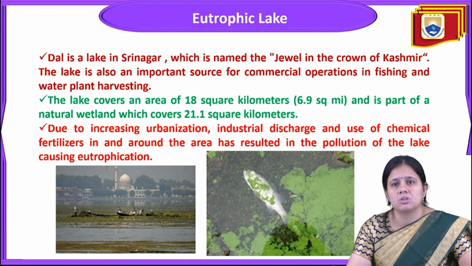So due to increasing urbanization, industrial discharge and use of chemical fertilizer around the area, it has resulted in the pollution of the lake causing eutrophication. So this eutrophication condition has occurred in the Dal Lake of Srinagar also, and this lake is a very important lake of Srinagar because for commercial purpose, fishing and water plant harvesting is there.